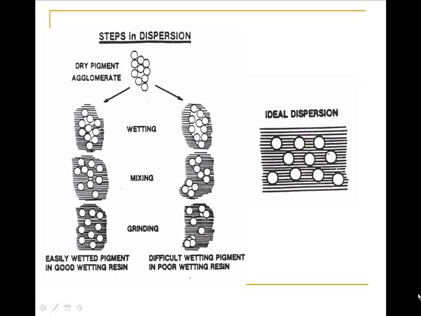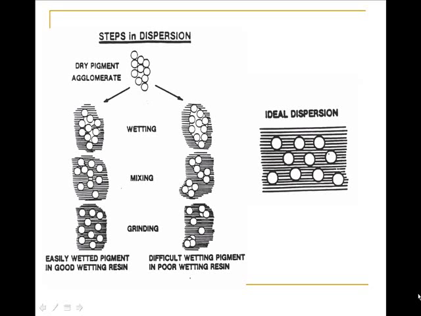So we start with the easily wetting pigment. We see that we start wetting it, the polymer gets in between the pigment particles easily, and then we start mixing it up and they separate, and we still have good wetting. It starts breaking down into more smaller particles, and finally, with grinding, we break into the individual particles where they're all separate.